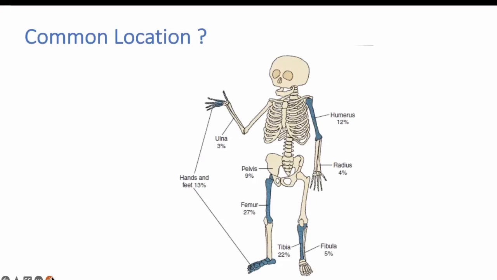What is the common location? It's the large bones. In pediatrics, like femur, humerus, then comes tibia. Then you will have ulna and fibula and the others, but it's the sites of the long, large bones. Okay.